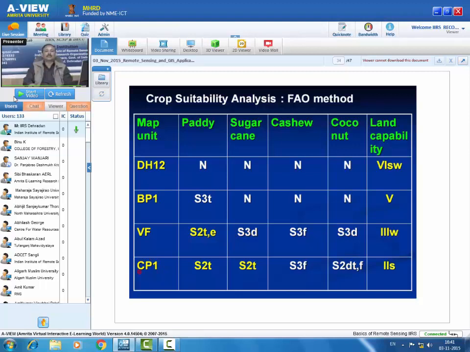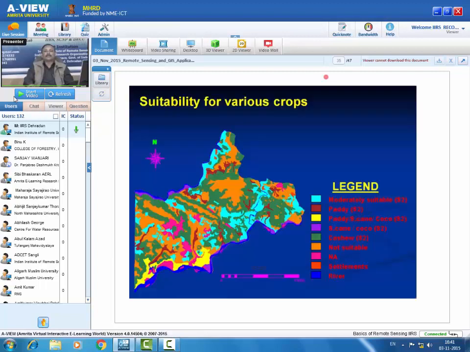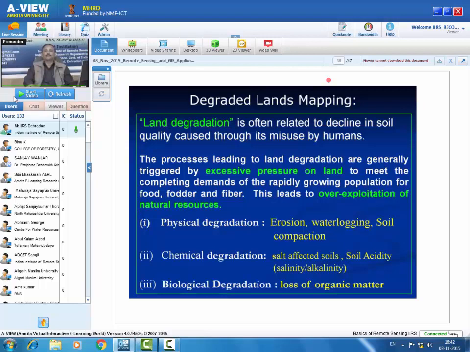But in coastal plain land, I find paddy is S2 and sugarcane is also S2. Then I can say I can take any crop among them. In both classes I can select any crop. So that is the way of selecting the crop, which crop I should grow in my area. Then you can prepare the suitability map of your crop.